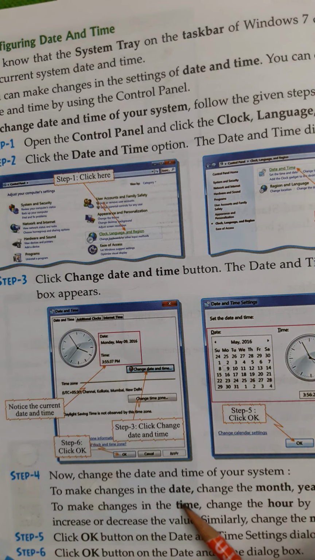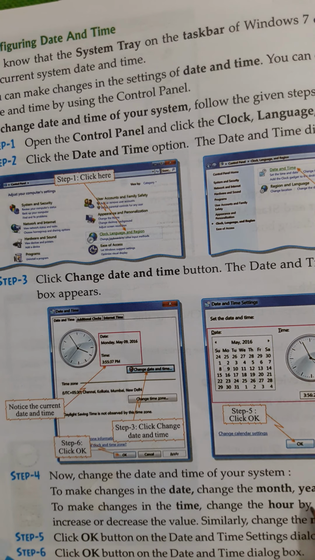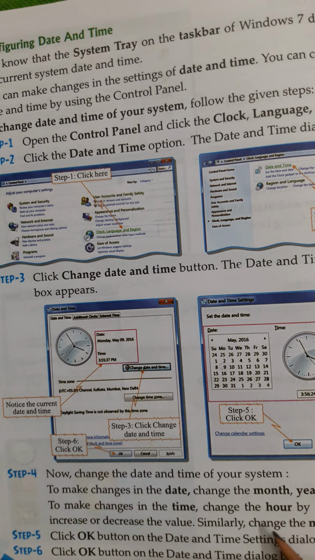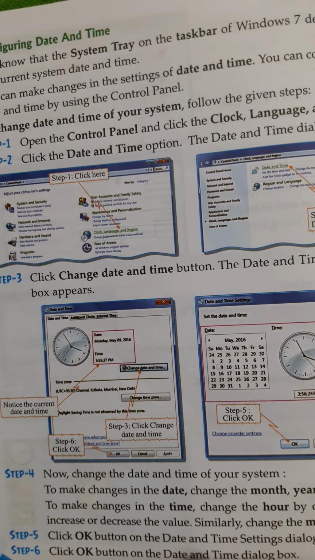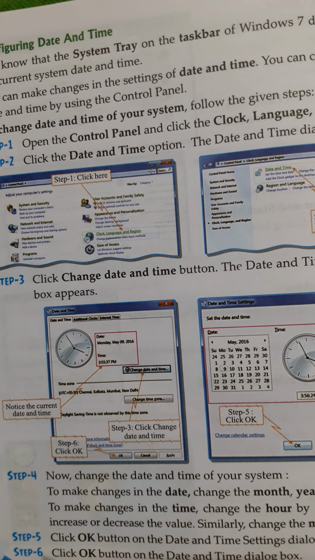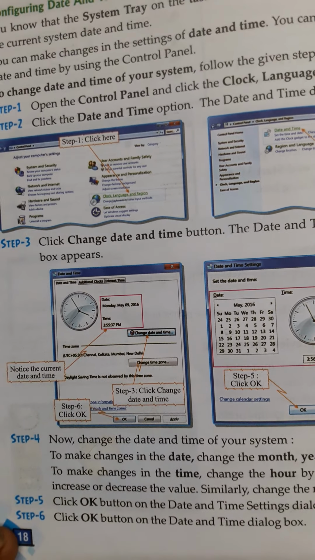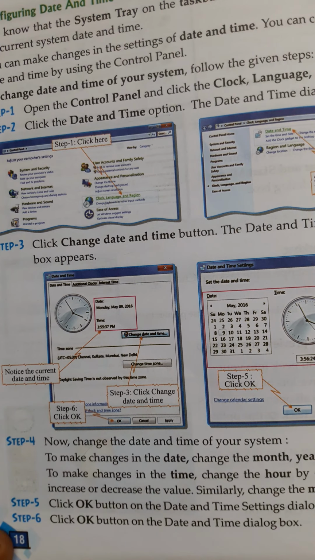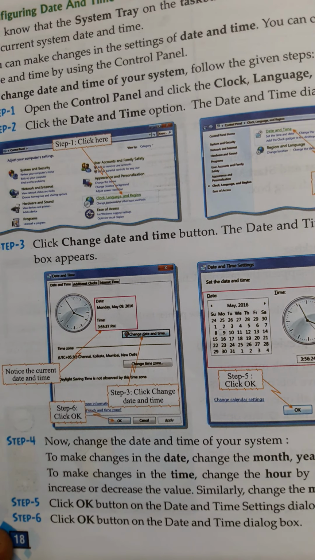Step 4, now change the date and time of your system. To make changes in the date, change the month, year and day. To make changes in the time, change the hour by clicking the arrow to increase or decrease the value. Similarly, change the minute and second. Step 5, click the OK button on the date and time settings dialog box. So after changing it, you press OK, and your changes will take place.